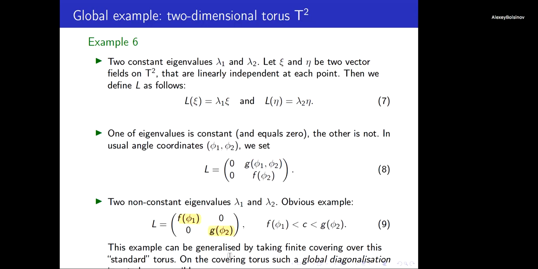This example also can be generalized slightly by taking a finite covering. I will explain it in a minute with a picture. The end of this sentence is missing on the slide, unfortunately. So the point is, if you do this sort of covering map, then you will see that global diagonalization in angle coordinates is not possible. But it's still a good example. I will explain what it is.